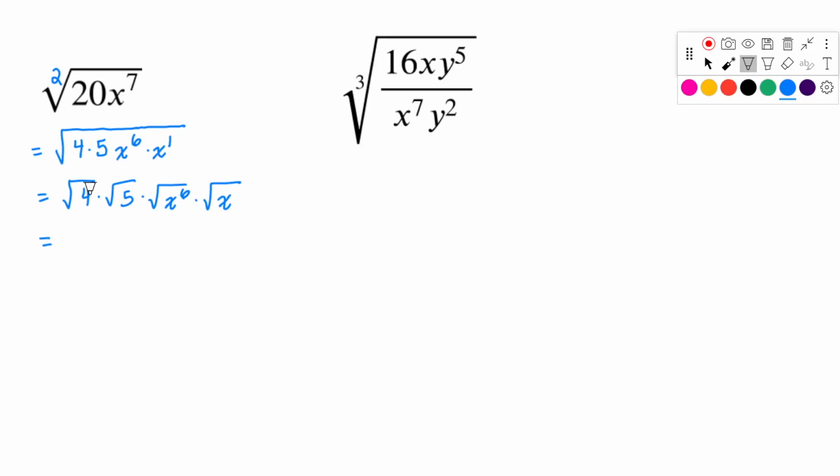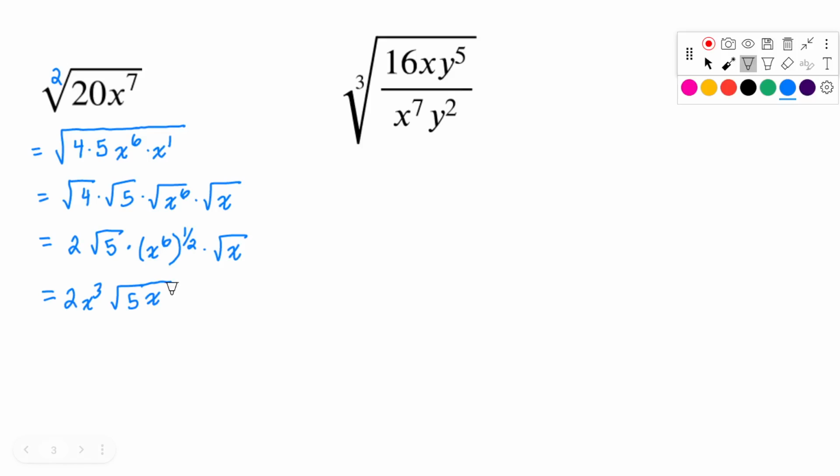Hopefully you understand that the square root of 4 is 2, and then we have the square root of 5. Then we're going to have times x to the 6th to the 1/2. 1/2 is that rational exponent that represents the square root. And then we're going to have the square root of x. So I know I have a 2. I know I'm going to have 5 inside the square root. When I take 6 times 1/2, that leaves me with x to the 3rd. So we have 2x to the 3rd times the square root of 5x.